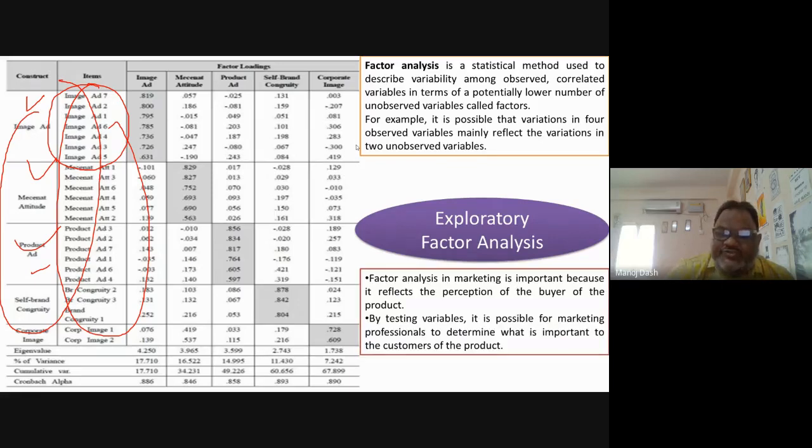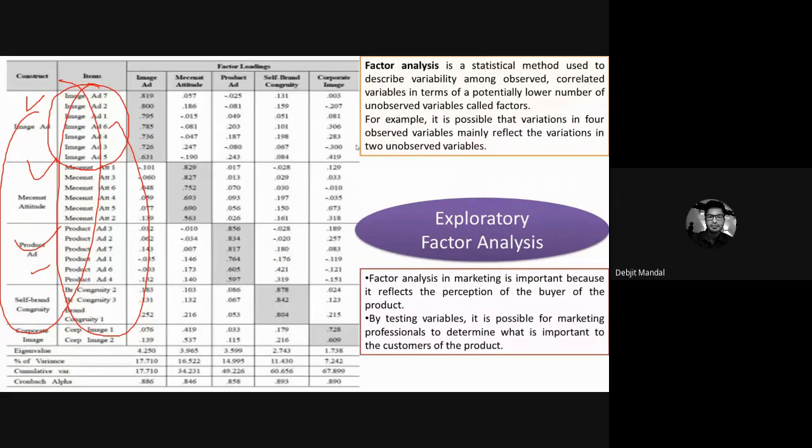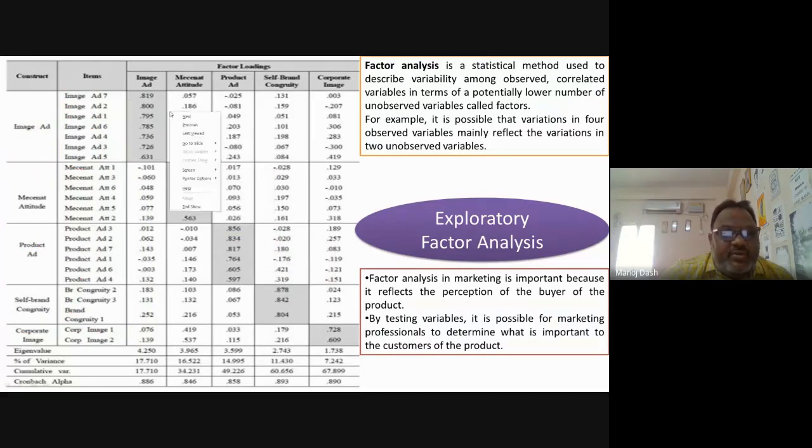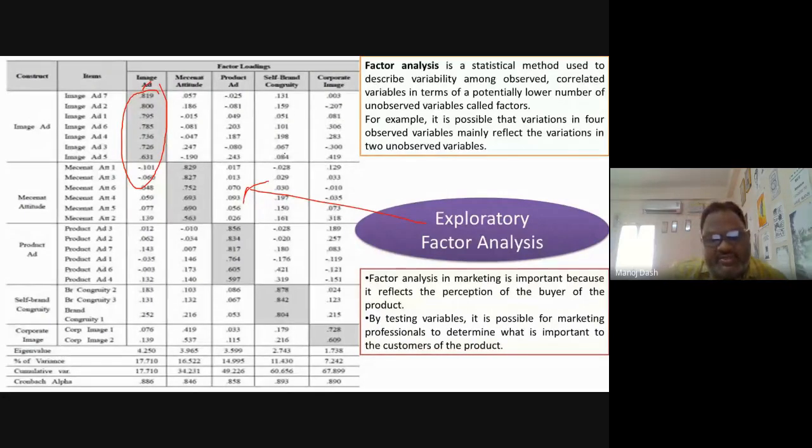Sir, are all these values probability values? No, these are loading values, correlation values. Loading means the correlation between the statement and the factor. There is one professor, Dr. Gaurav Agrawal, who will explain these tools, exploratory factor analysis. And I will also supplement in my class when I cover confirmatory factor analysis.